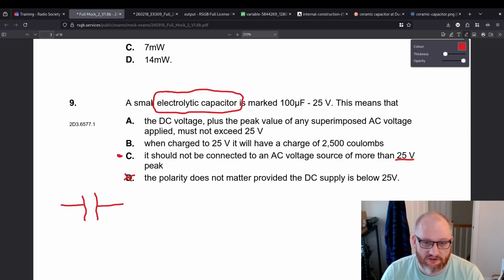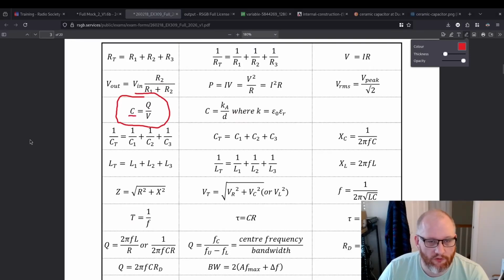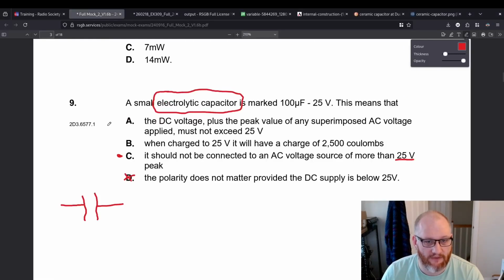Answer B says when charged to 25 volts, it will have a charge of 2,500 coulombs. Well, we can quickly check that, because we are given the formula which ties together charge, voltage and capacitance in the EX309. So if we plug in 2,500 coulombs divided by 25 volts, we get a value of 100 for C. But that's actually 100 farads. We're told it's a 100 microfarad capacitor. So we can scrub that answer out.